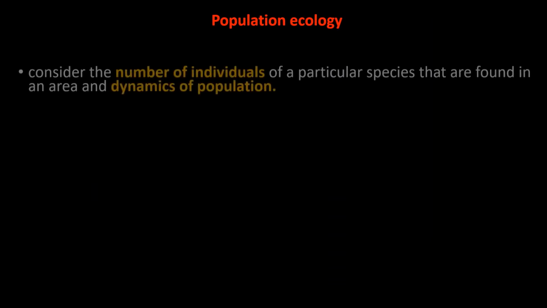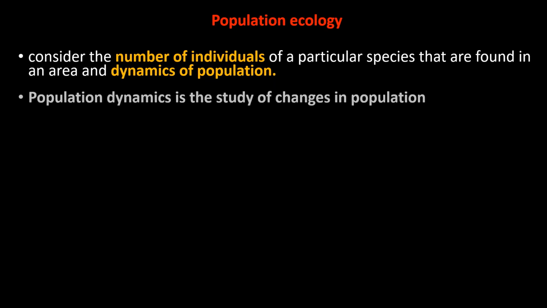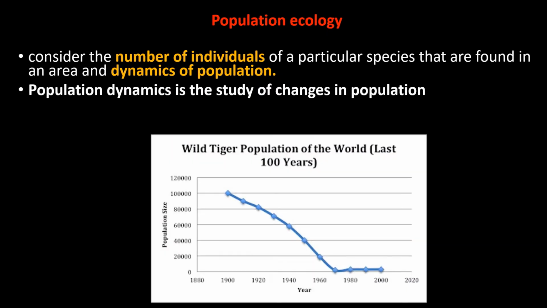Population ecology involves two important elements. It considers the number of individuals and also the dynamics of population. Number of individuals refers to population size. Dynamics of population refers to changes that occur in population. For example, in this graph, you can see the number of individuals or population size in every year and also the changes that occur from time to time. So population dynamics studies how and why those numbers increase or decrease over time.